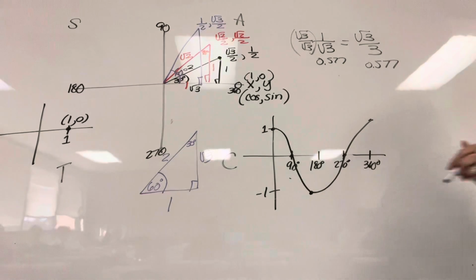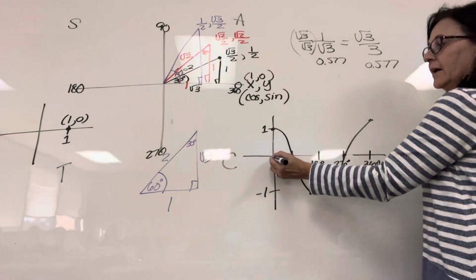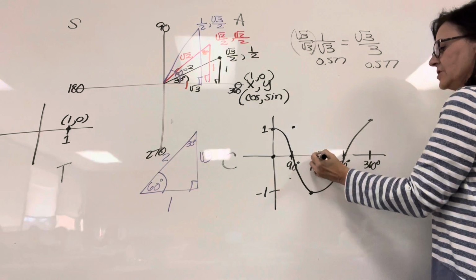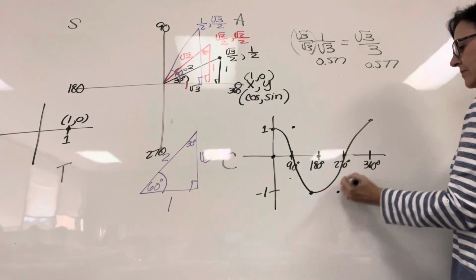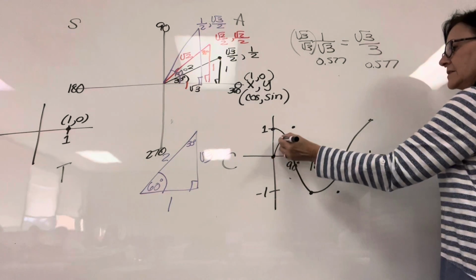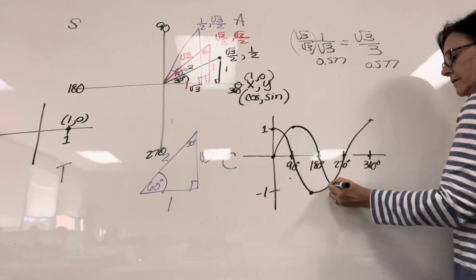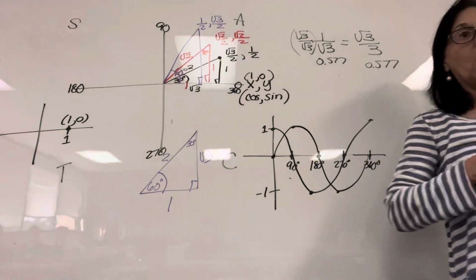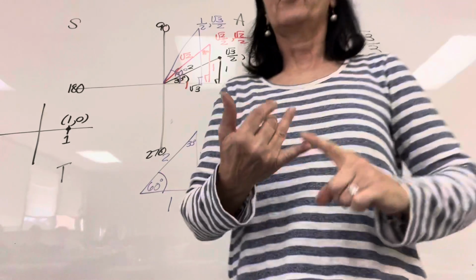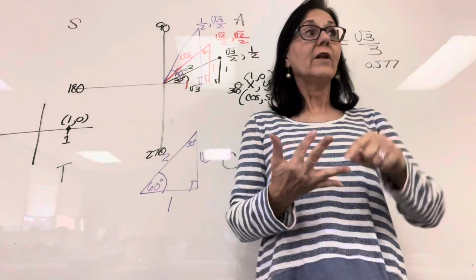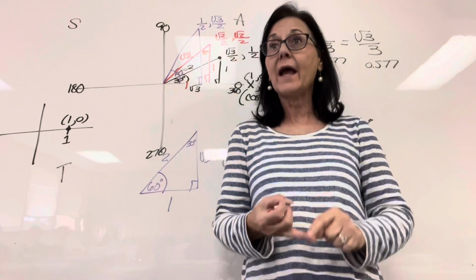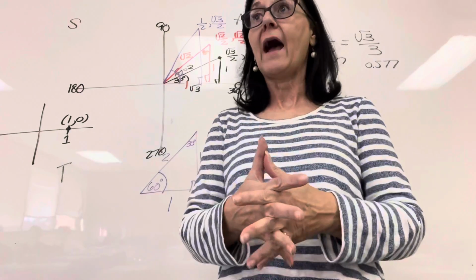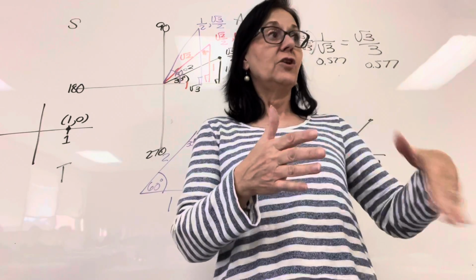What does the sine curve do? It starts out at 0, goes up to 1, back to 0, down to negative 1, back to 0. Here's the sine curve. All right, so what is the unit circle made up of? 30, 60, 90, and 45, 45, 90 degree triangles. If you know those ratios, you can figure out what the unit circle is.